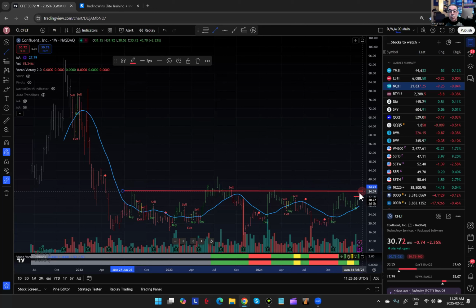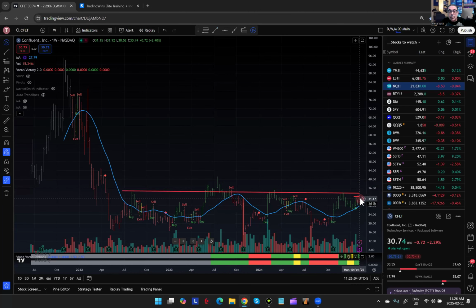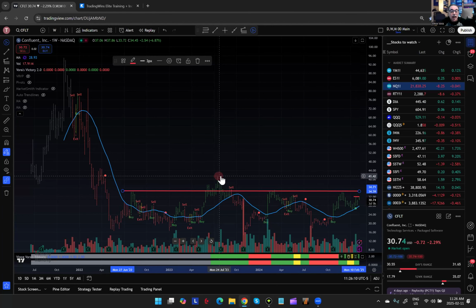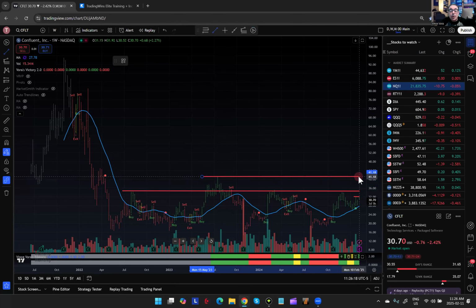Now you might ask, why am I drawing the line here? And I should fix this actually. Let me just fix this line. There we go. Why am I drawing the line here versus the high here? You can absolutely draw a line at this high here. But if you look at the number of times this level was touched here and here and here and here, this is a much stronger area of resistance. So if we can come up and close above 35, above this line, we should be off and running.